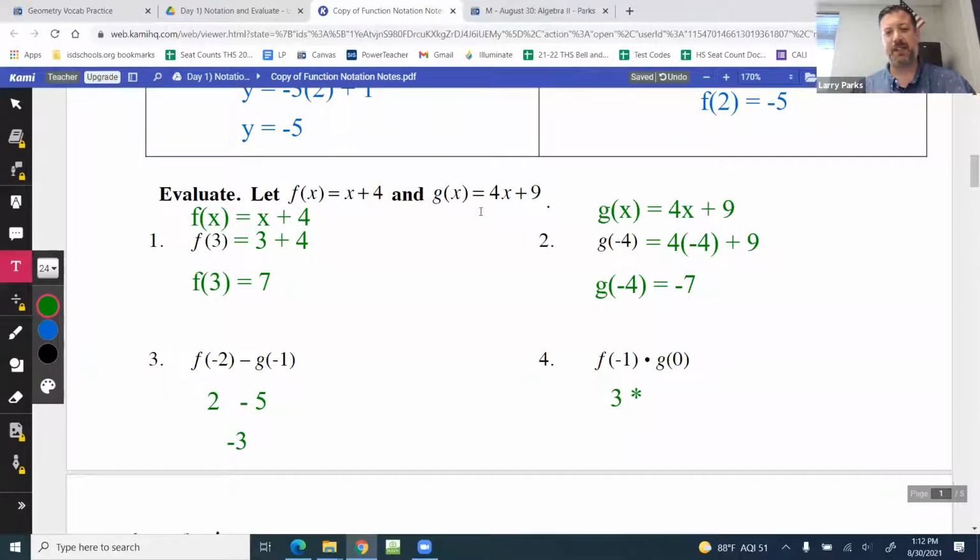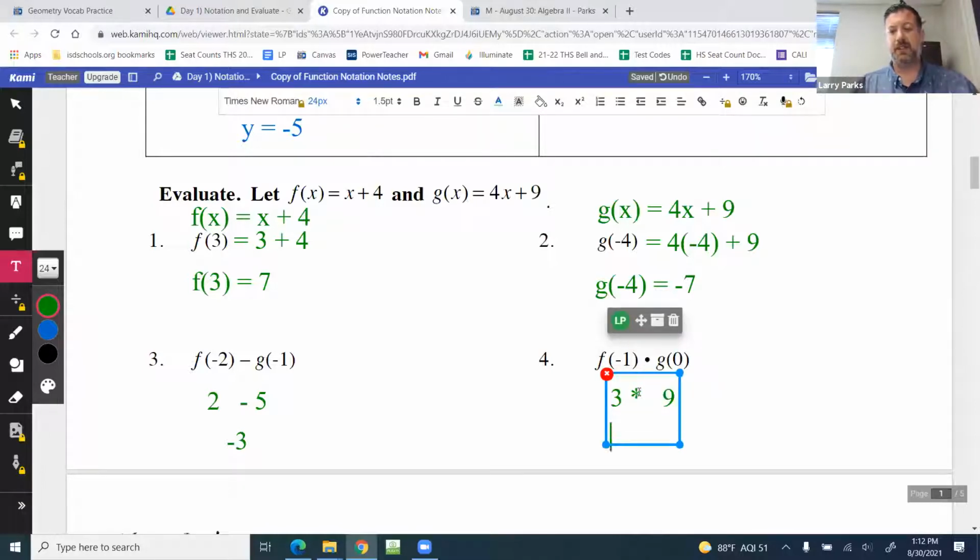g of 0 means find the g function and plug 0 in for x. 4 times 0 plus 9 is 9. So I get 3 times 9, and 3 times 9 is 27.